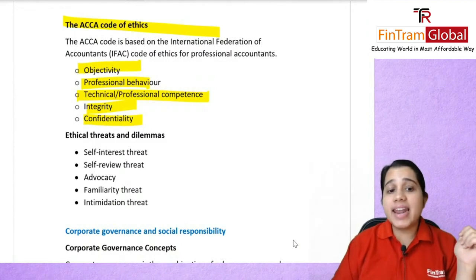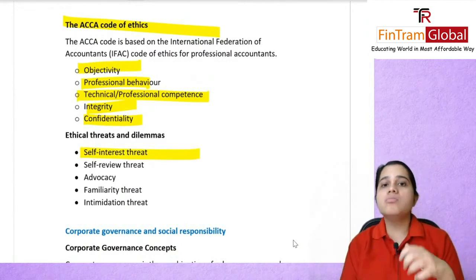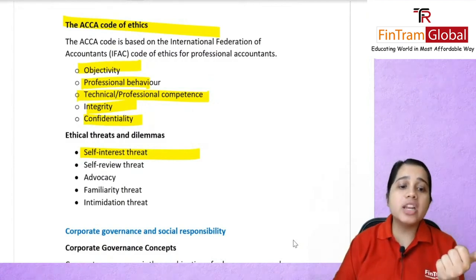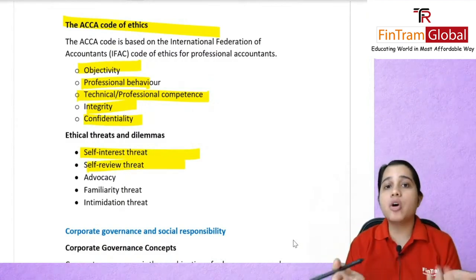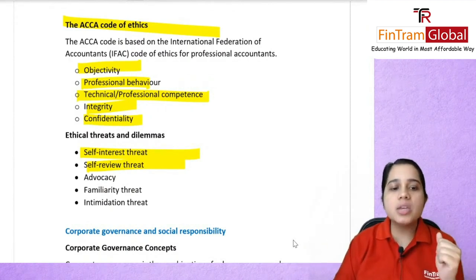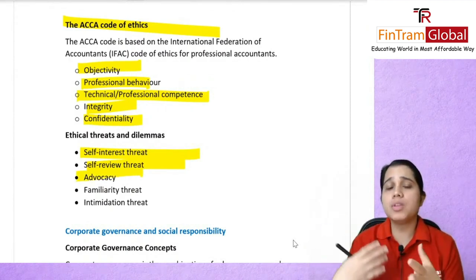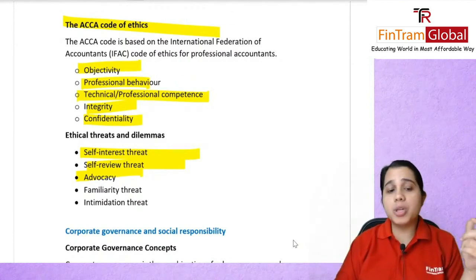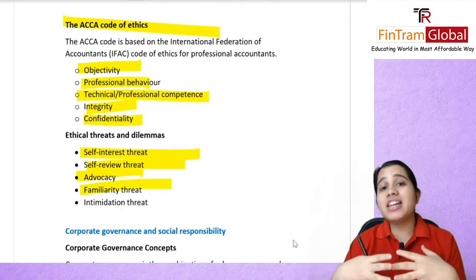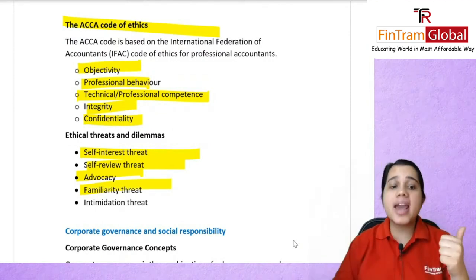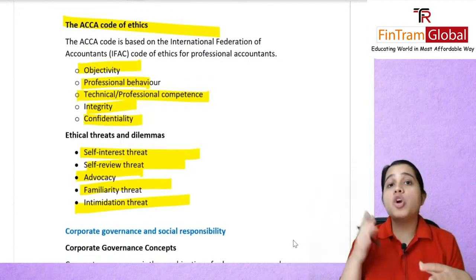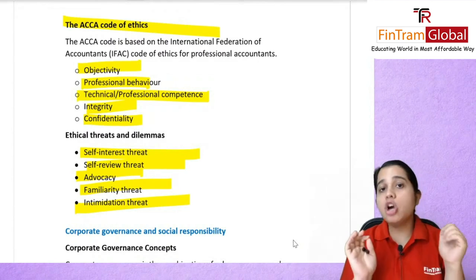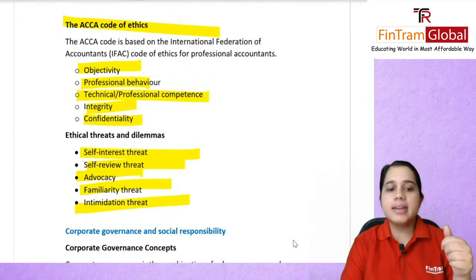There are various ethical threats. You have a self-interest threat, wherein you could do something wrong because it will benefit you too. Self-review threat, wherein you are reviewing your own work, then of course this threat will arise. Advocacy, when you are promoting a client's opinion; this usually happens in legal cases. Familiarity threat, if you know your client too well, then of course this threat will arise. And intimidation threat, probably your manager is asking you to do something wrong, saying if you don't do it, you will lose your job. So these are the various ethical threats and dilemmas.